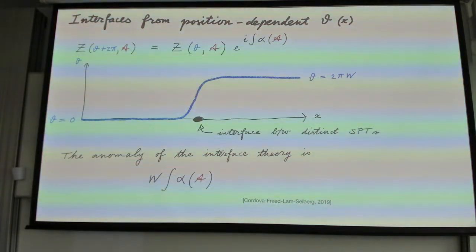Now an interesting physical consequence of that applies to interfaces, from looking at a position-dependent theta angle. Consider this profile for the theta parameter as a function of space. On the left here we have theta constant at the value 0. On the right it's at the value 2 pi w, where w is just some integer. And in between, in some macroscopic region, it smoothly interpolates between these asymptotic values.